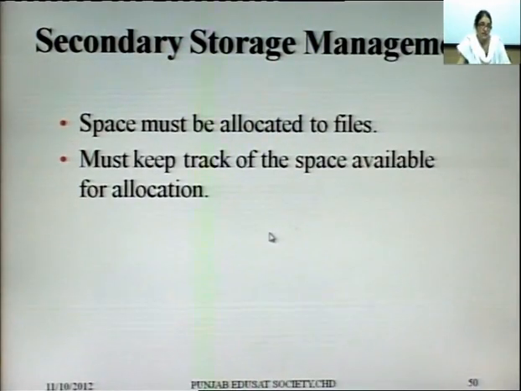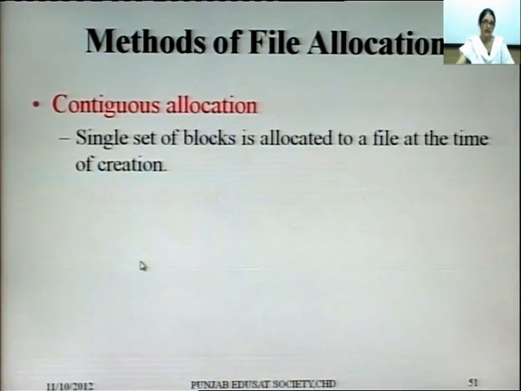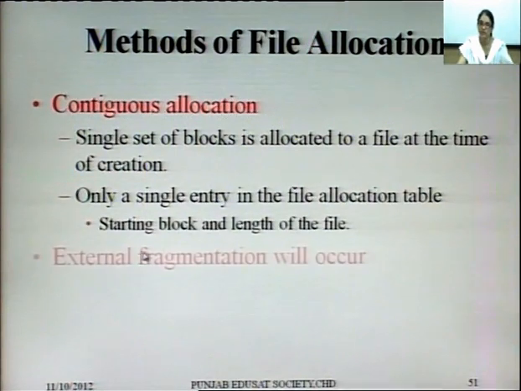Then there comes the secondary storage management, in which the storage is managed, and the space must be allocated to the files, and we must keep track of the space which is available for allocation. In secondary storage management, the space is allowed to store different files, and the space which is available for allocation should be considered. Then there comes the method of file allocation.